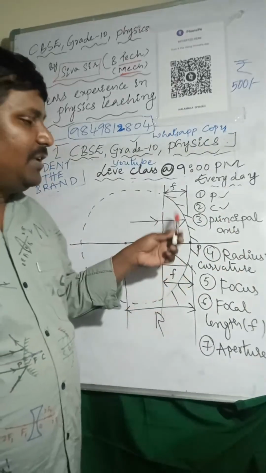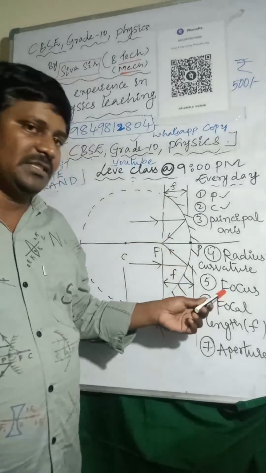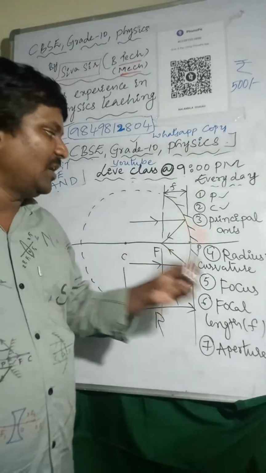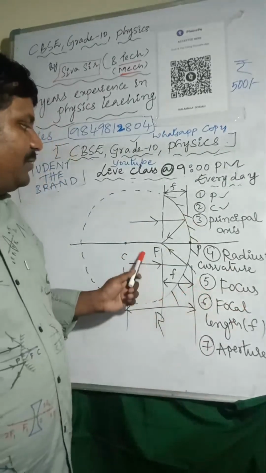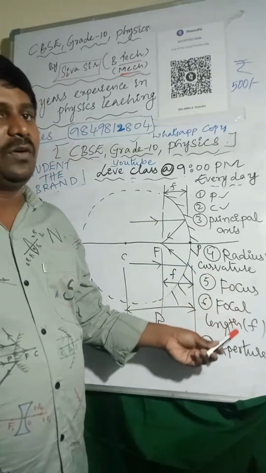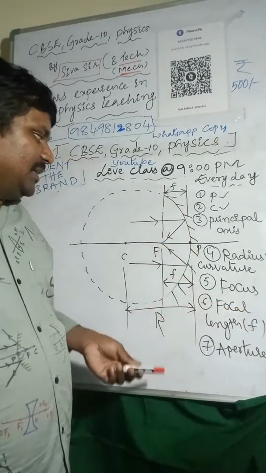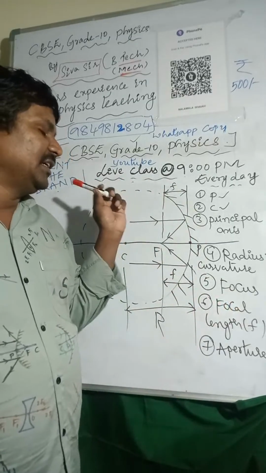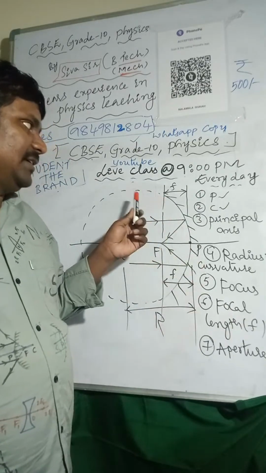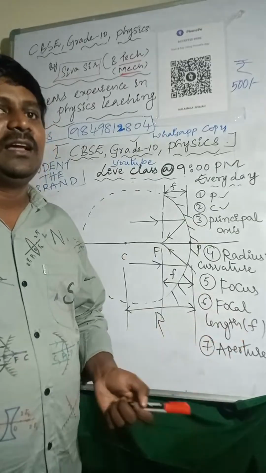After reflection, all light rays meet at one point on the principal axis, called the focus. The distance between focus and pole is called the focal length. And aperture is the width of the mirror, the reflecting surface. The surface where reflection of light takes place is called aperture.